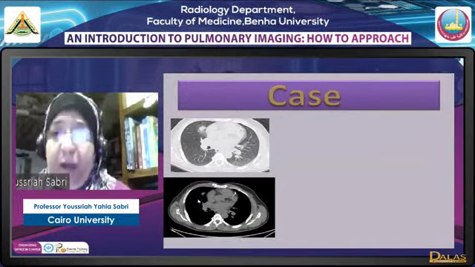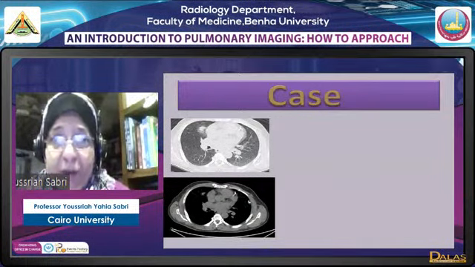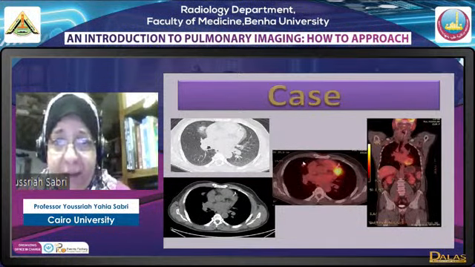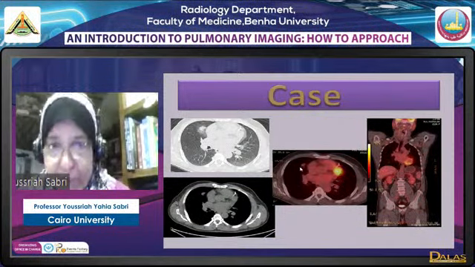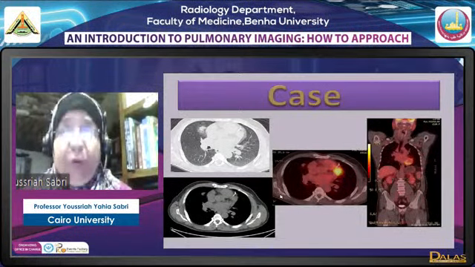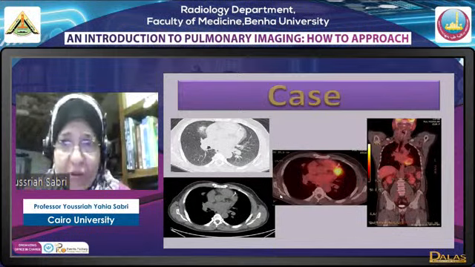PET CT was recommended for this patient, and actually it was done and referred to me, because they didn't find any uptake in the lesion. So the question I was asked: there is no uptake, are we dealing with an inflammatory process, or sarcoid or whatever, what is this lesion?